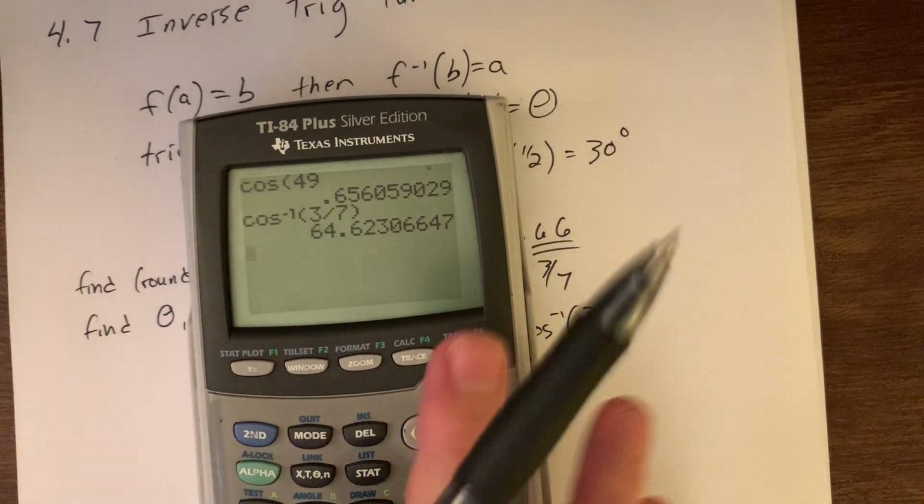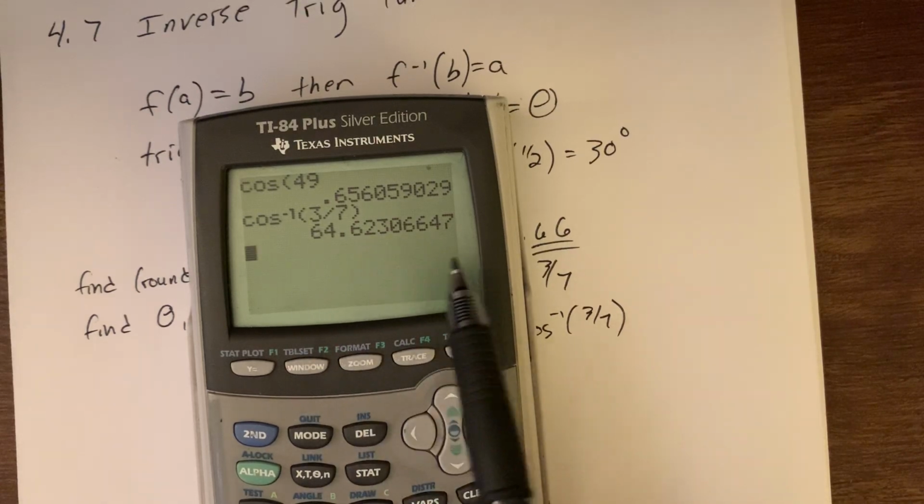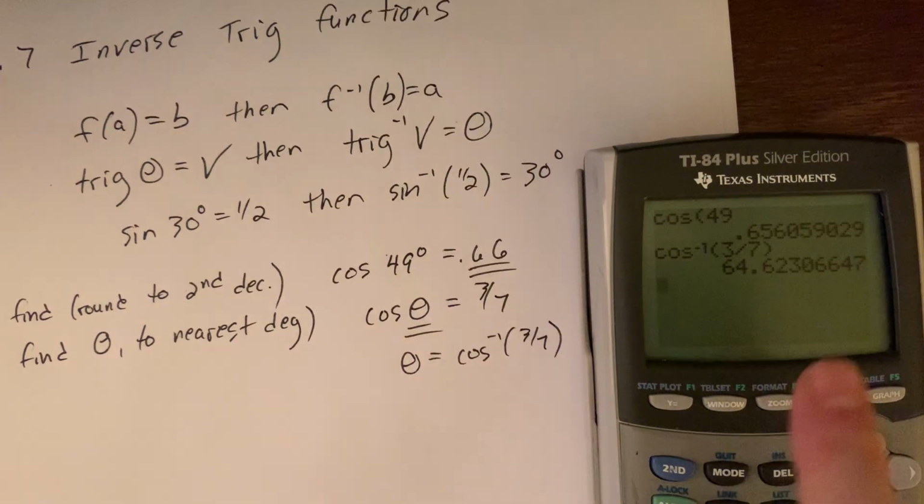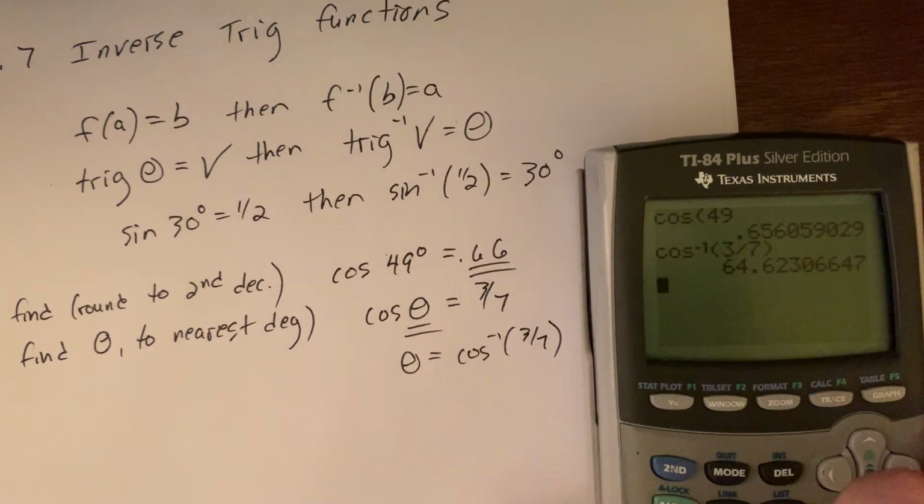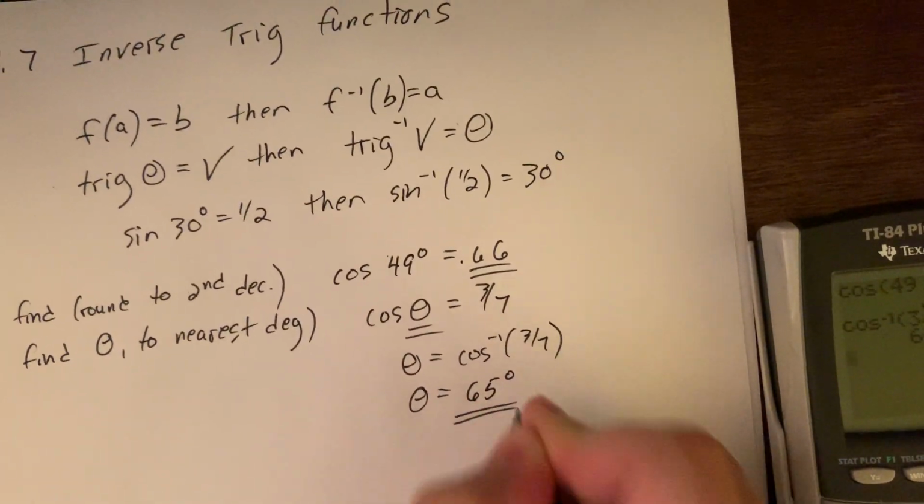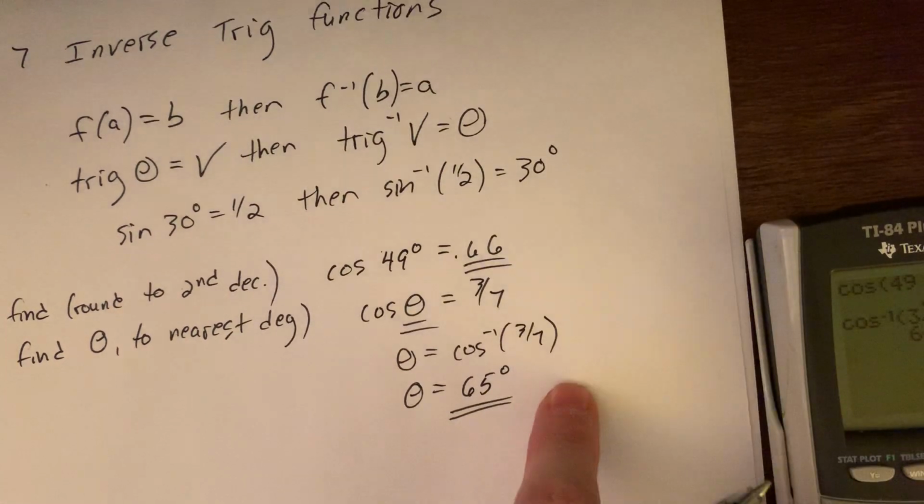And now, again, most of the time we'd be surprised if we got a perfect nice angle. It can happen, but a lot of times we get something ugly. So again, the rounding directions say to the nearest whole degree, well, 64.6 would be 65 degrees.